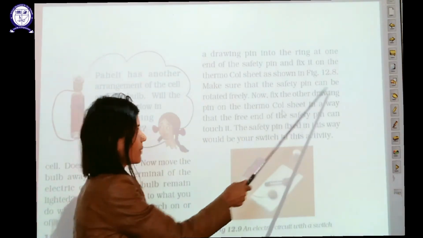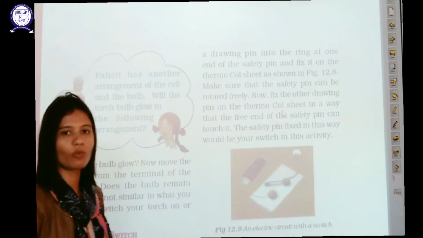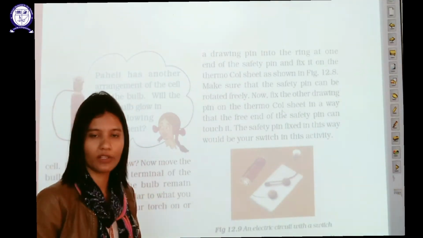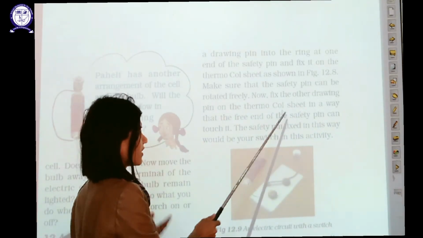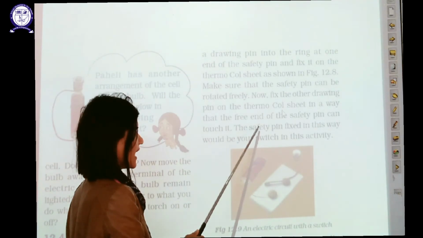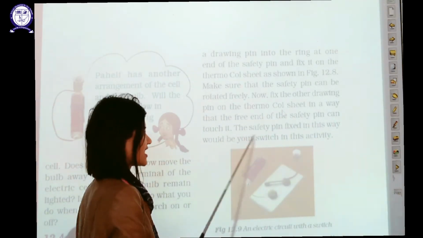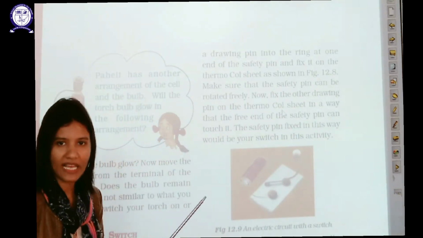Make sure that the safety pin can be rotated freely, otherwise you cannot control the movement of the safety pin and your switch will not work properly. Now fix the other drawing pin to the thermocol sheet in a way that the free end of the safety pin can touch it. The safety pin fixed in this way would be your switch for this activity.